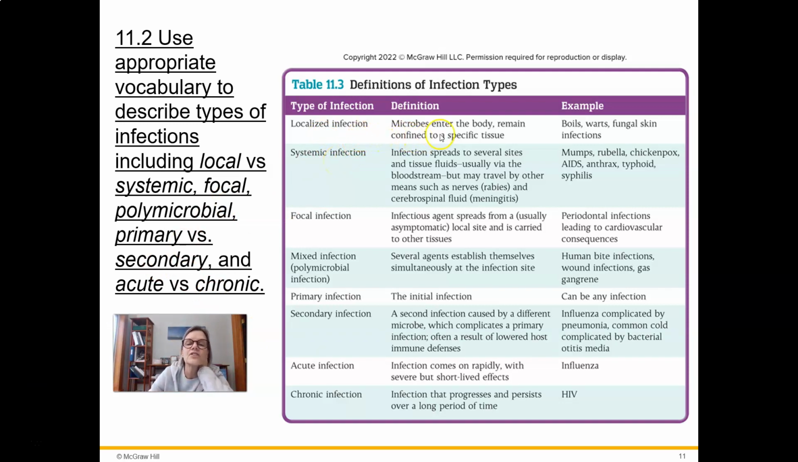A localized infection is when the microorganisms enter the body and colonize a specific tissue and then stay there. Here are some examples: boils, which are a lot of times caused by Staphylococcus, warts, that kind of thing. Even when we get a cut, the cut might get infected without spreading through the body. A systemic infection is one that spreads to several sites and tissue fluids, and usually it goes through the bloodstream.